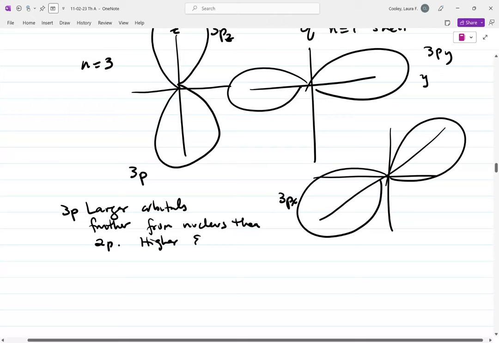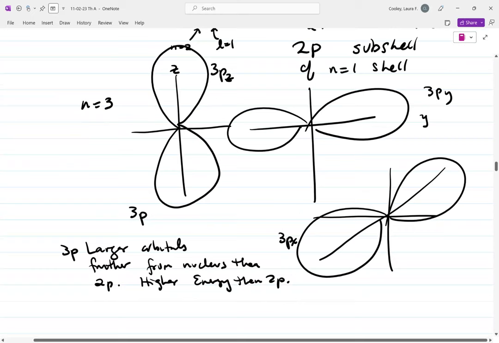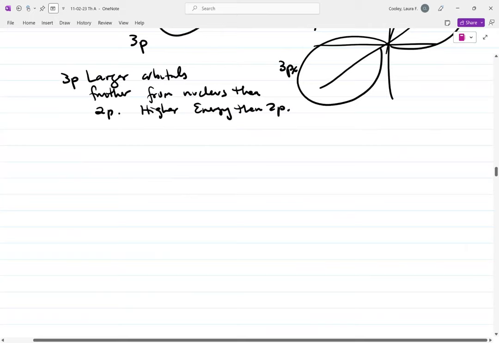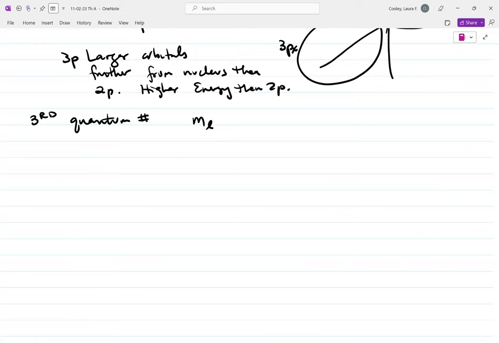So they're higher energy than the 2p. Okay, so now we have a third quantum number, which has to do with which orientation of orbital we're talking about. This third quantum number is called m with an l subscript.